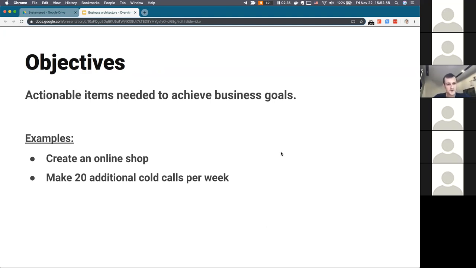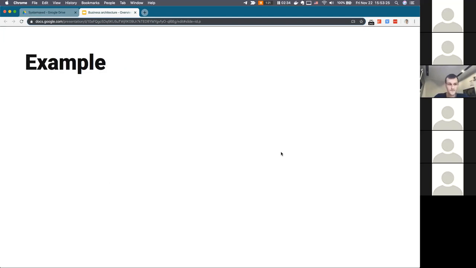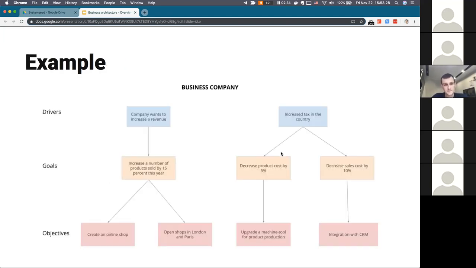One more example of objectives is make 20 additional cold calls per week. For example, we have a goal to make sales more effective, and to achieve it as an objective, as a concrete task, we can ask our managers to make 20 additional cold calls per week. This is a very generic example with some theoretical company.